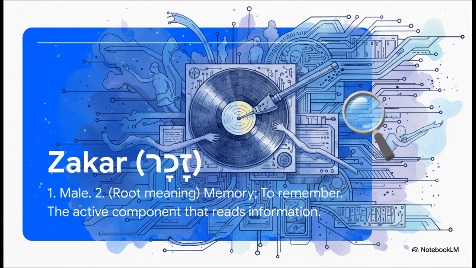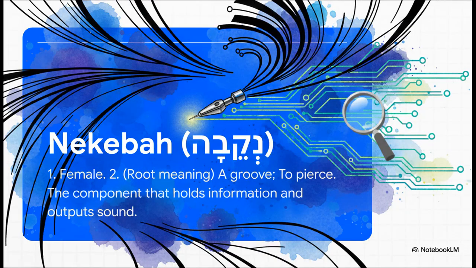Think about it like this. It's like the stylus on an old record player. It's the part that actually reads the information from the groove. Zakar is the part that brings the memory, the data. And then you have its counterpart, Nekabah. We translate it as female, but its root word literally means to pierce or to bore a hole, like creating a groove. So if Zakar is the stylus, then Nekabah is the vinyl record itself. It's the part that is designed to receive and hold that information, and then play the music.